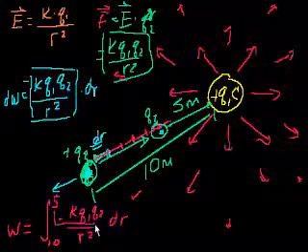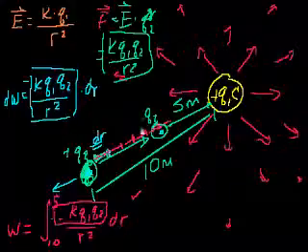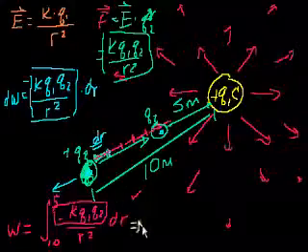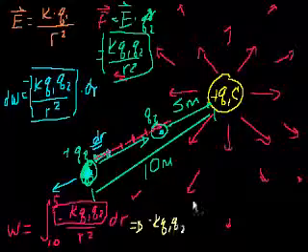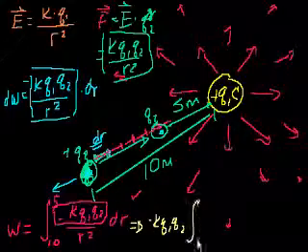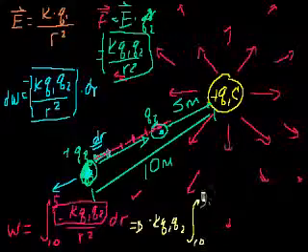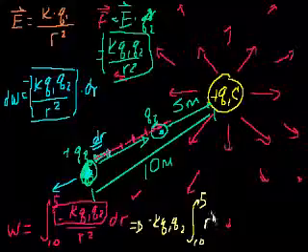All of these are constant terms up here, right? So we could take them out. So this is the same thing as minus k q1 q2 times the integral from 10 to 5 of 1 over r squared, or r to the negative 2, dr.